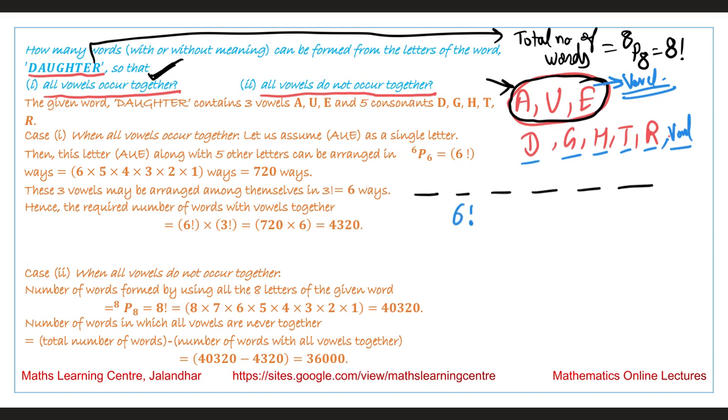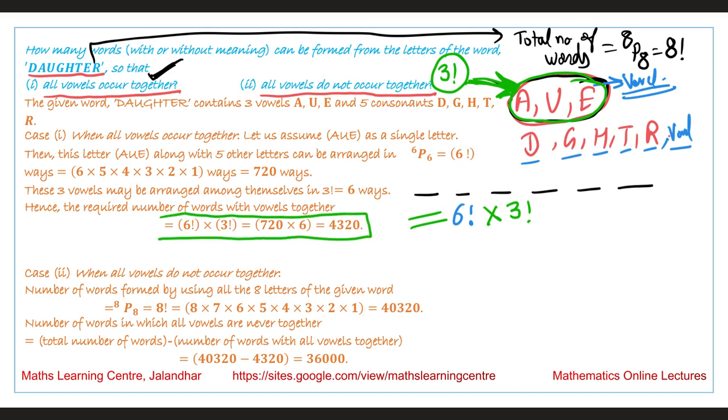And when I am talking about this packet itself, which contains the 3 vowels, they can be arranged among themselves in 3 factorial ways. So the total number of ways we have is 6 factorial into 3 factorial, and on multiplying these two, the answer we get is 720 into 6, that is equal to 4320.